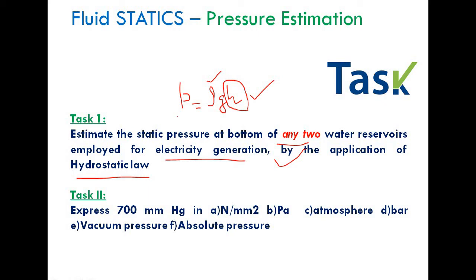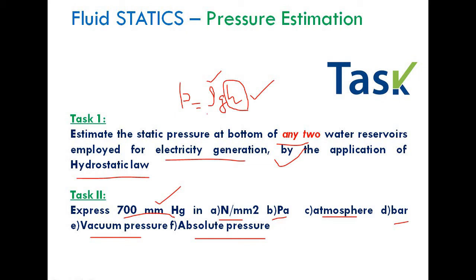Okay, and task 2, express 700 millimeters of mercury in Newton per millimeter square, Pascal, atmosphere, bar, vacuum pressure, absolute pressure. So this is a unit conversion. You know what is 700 millimeters of Hg? As I just now told, that is pressure expressed in terms of head. So how to convert 700 millimeters of Hg into pressure? P equal to rho g h again.